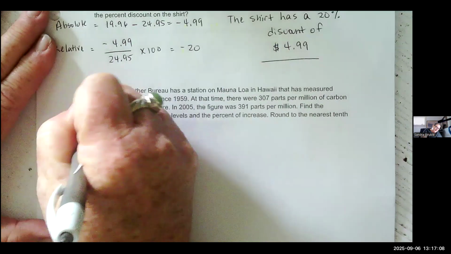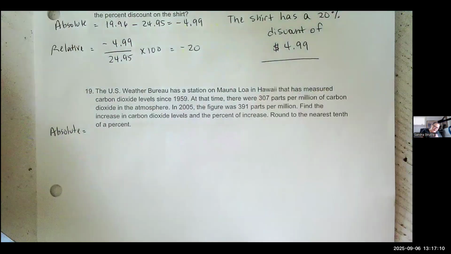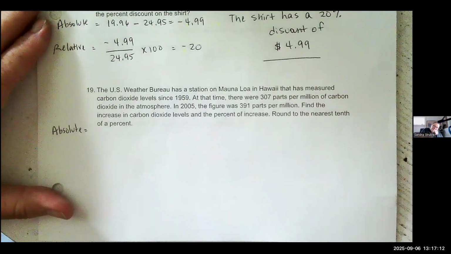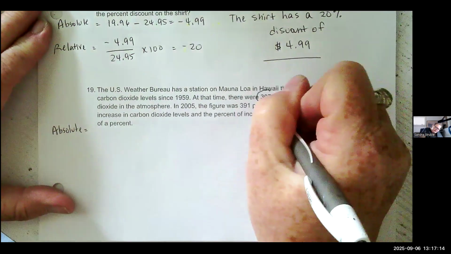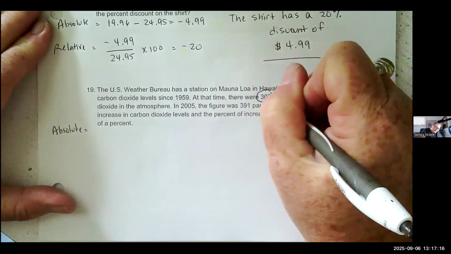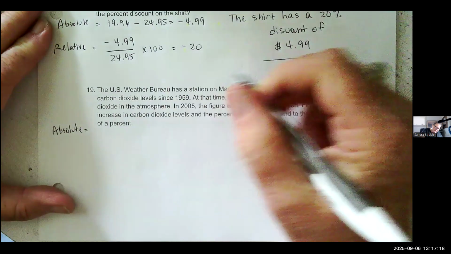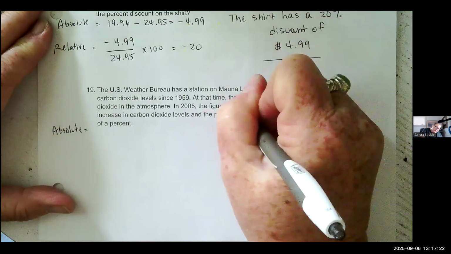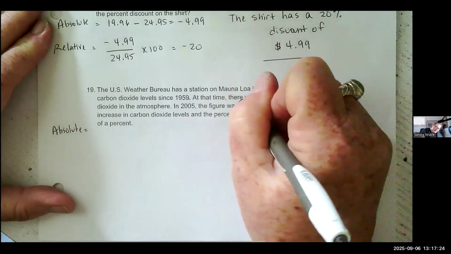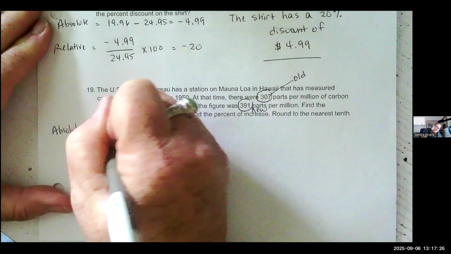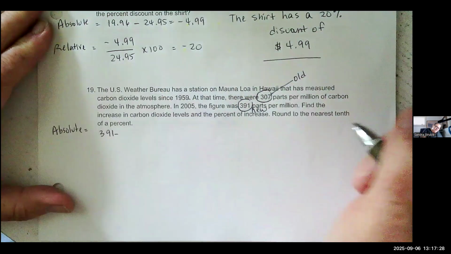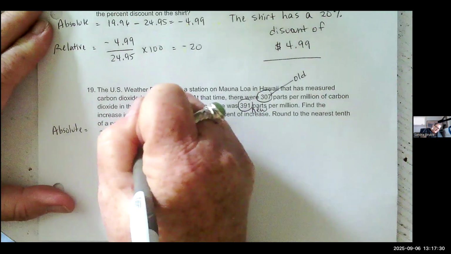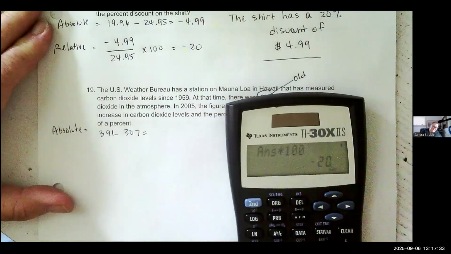So absolute is going to be the new minus old. So first we need to find that. The 307 is going to be my, it happened in 1959, so that's old. And 391 happened in 2005, so that's my new. So new minus old, 391 minus 307, is 84.